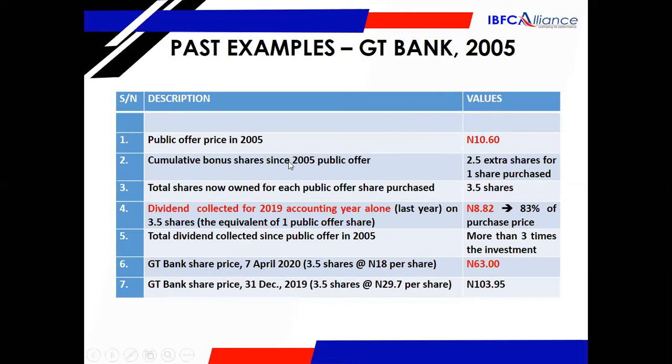Now, between 2005 and now, because it's a long period of time, GT Bank has paid a number of bonus shares. So somebody that owned one share then has collected 2.5 shares extra at absolutely no cost. So on that single investment of 10 naira 60 kobo of one share, the person now owns 3.5 shares. Now, in the year 2019 alone, that's the last year, for that one share that was purchased at 10 naira 60 kobo, the investor actually collected 8 naira 82 kobo as dividend.